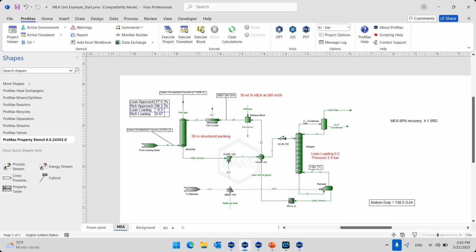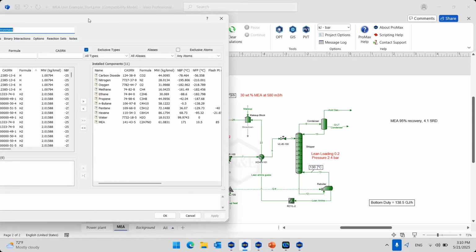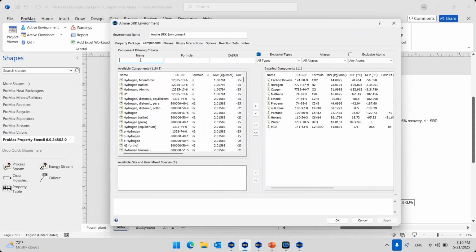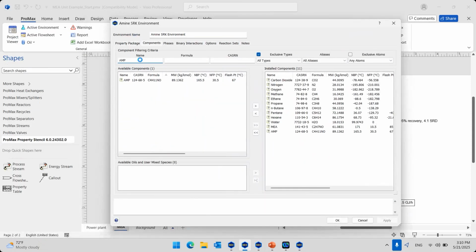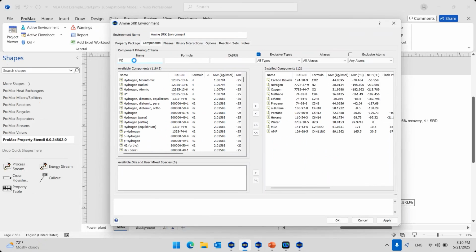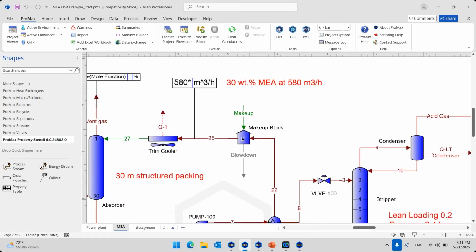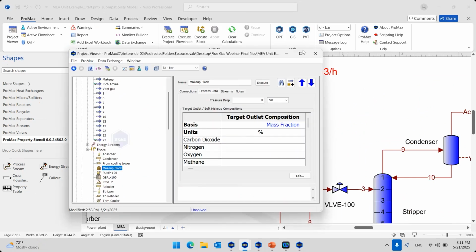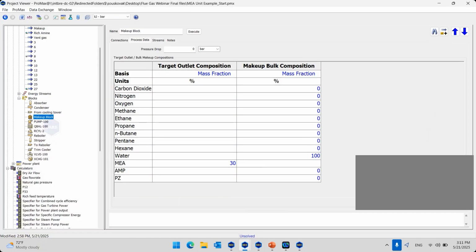So to make a quick change to the model, I'm going to add AMP and piperazine. So AMP is going to go in and piperazine is going to go in. And I'll click OK. And there will be just a few things I will need to change. In the makeup block, so that's where I set the target.